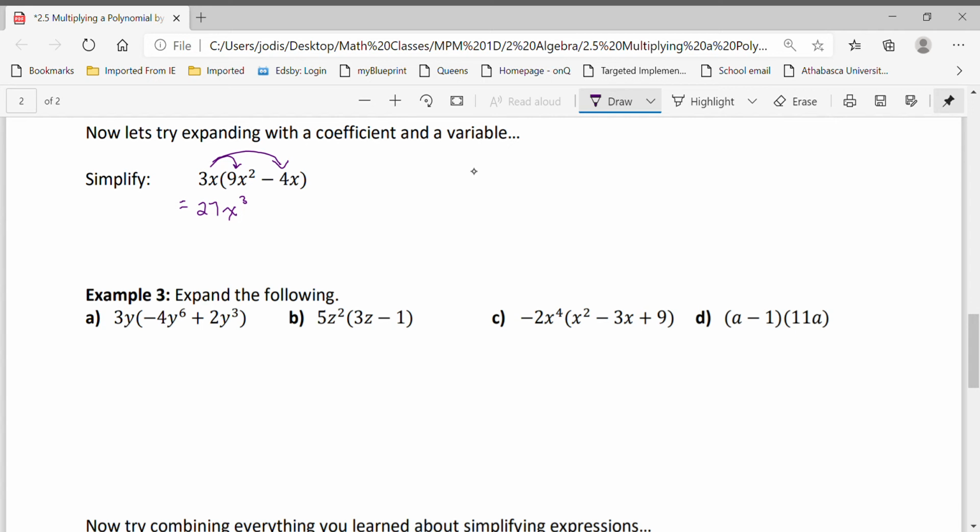Next, we have 3x times negative 4x. So 3 times negative 4 is negative 12, and x times x is x squared.